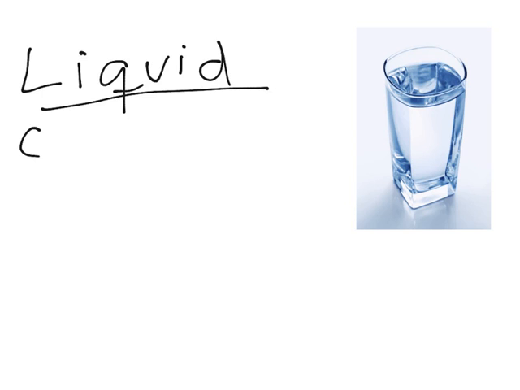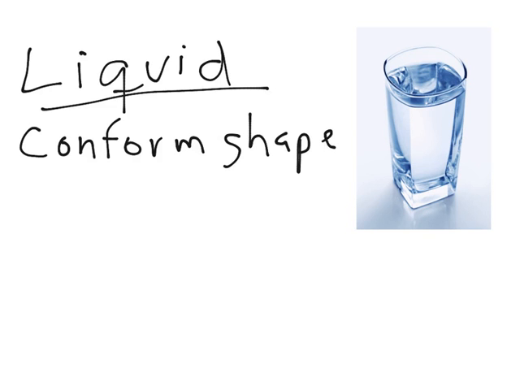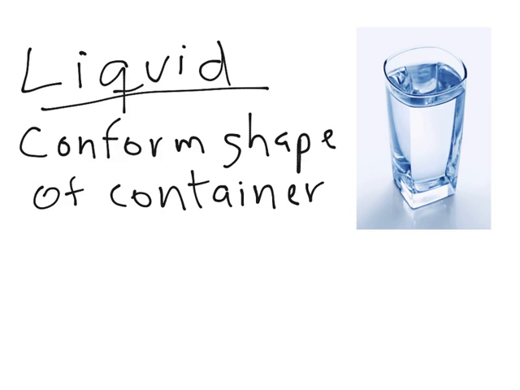So it will conform to the shape of the container, like you can see in the cup. But it will only conform to the point where its volume lets it. So it will not conform to the top every time. So the more water you have, the more it will conform, the less water, the less it will conform.